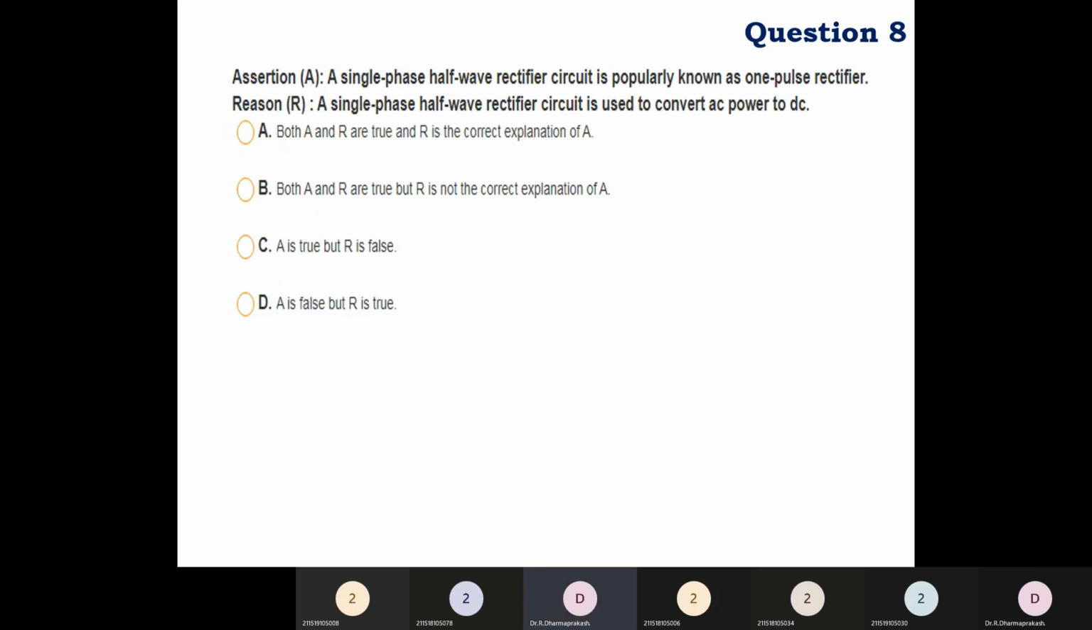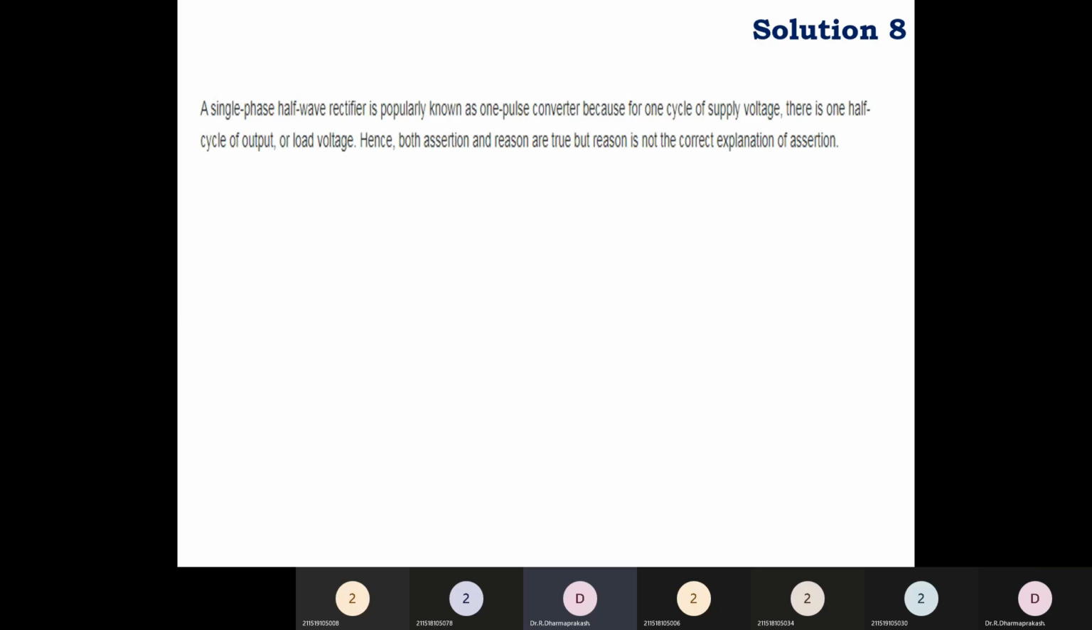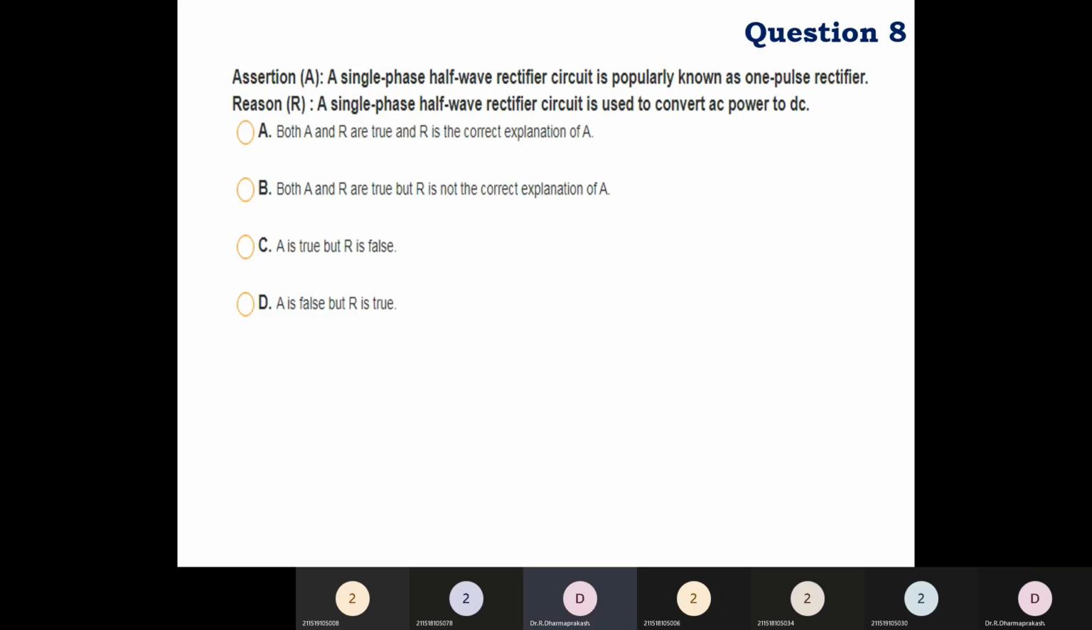And in this question, they have given the assertion and the reason. The assertion given in this question is: a single phase half-wave rectifier circuit is popularly known as one pulse rectifier. And the reason given is: a single phase half-wave rectifier circuit is used to convert AC power to DC. So here we have to find the answer. The single phase half-wave rectifier is popularly known as one pulse converter because for one cycle of supply voltage, there is one half cycle of load voltage output. Hence, both the assertion and the reason are true, but the reason is not the correct explanation for the assertion. So A is true, but R is false, right?